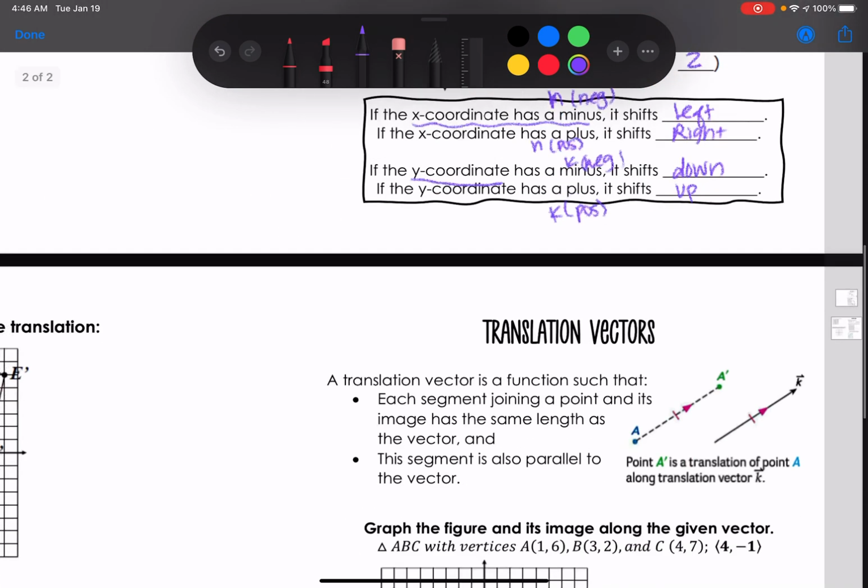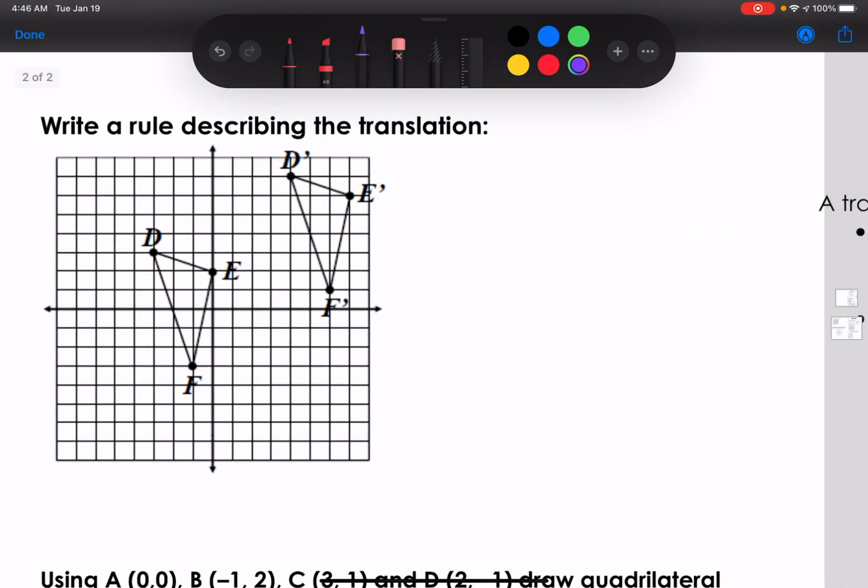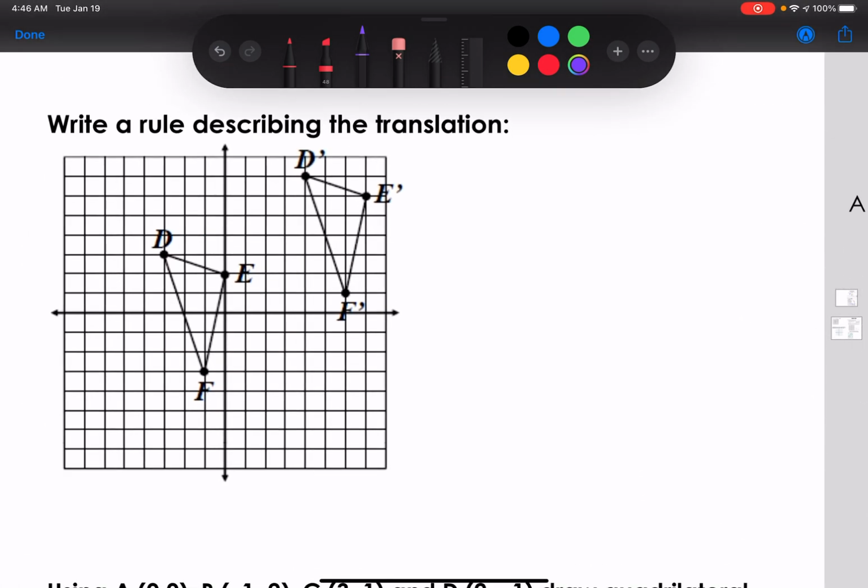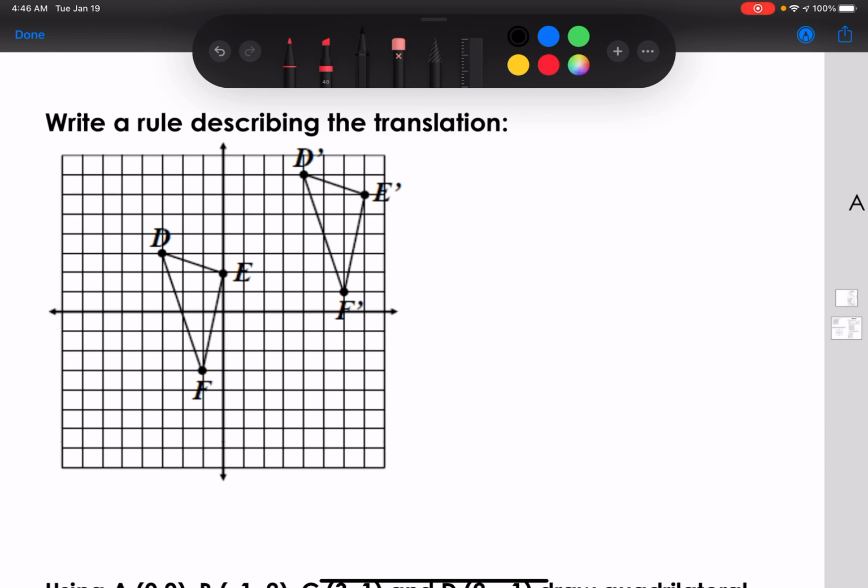All right, so let's look at some more. This time you've been given the graph and you have to figure out the translation. Your translations, and in fact any transformation, is going to start with (x, y), your original point, goes to, the arrow, right? Now we know it's a translation.